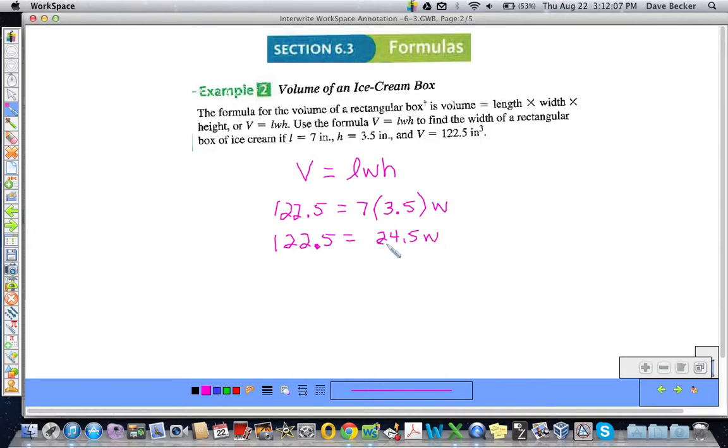w. Divide by 24.5 and we get, unbelievably, w is equal to 5 inches. So the width of this particular box is equal to 5 inches. No big deal, I think you will agree.